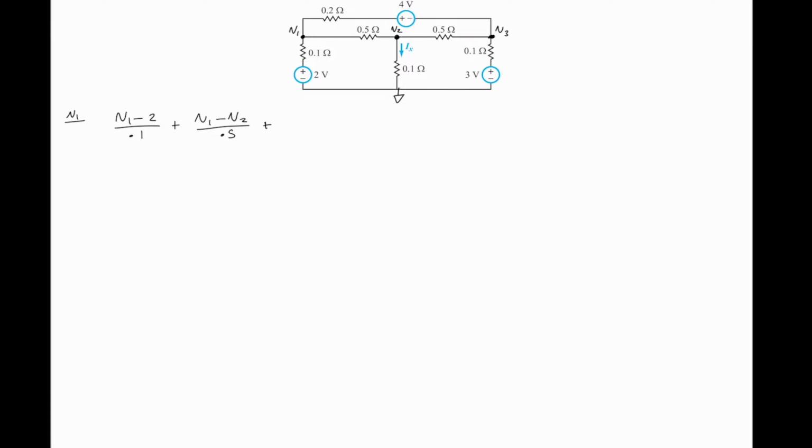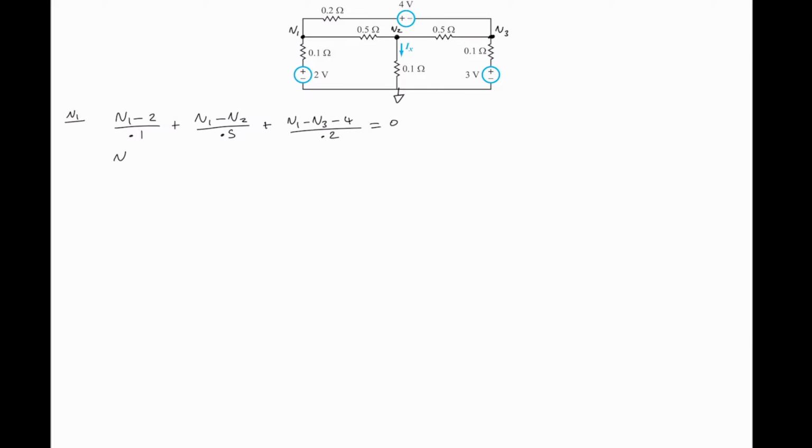Plus, now we're dealing with the top branch of the circuit. So we take V1 with reference to V3, that's V1 minus V3. Then notice we have a voltage source within that branch. If we want to know the voltage across that branch, we are looking at the positive side of the 4-volt source, so we say minus 4 volts, all over 0.2 ohms, the resistor within that branch, and that's equal to 0.